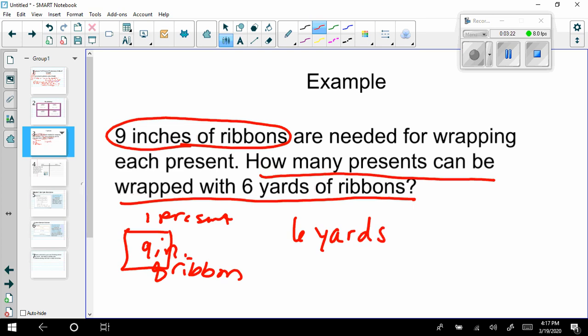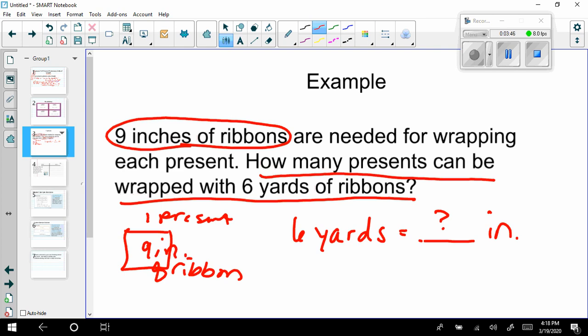So what we need to do first is our very first step. First step is write the equation. So we have to convert 6 yards into inches. How many inches are in 6 yards? Once we know that, we'll figure out how many presents we can wrap. So first step is write the equation.